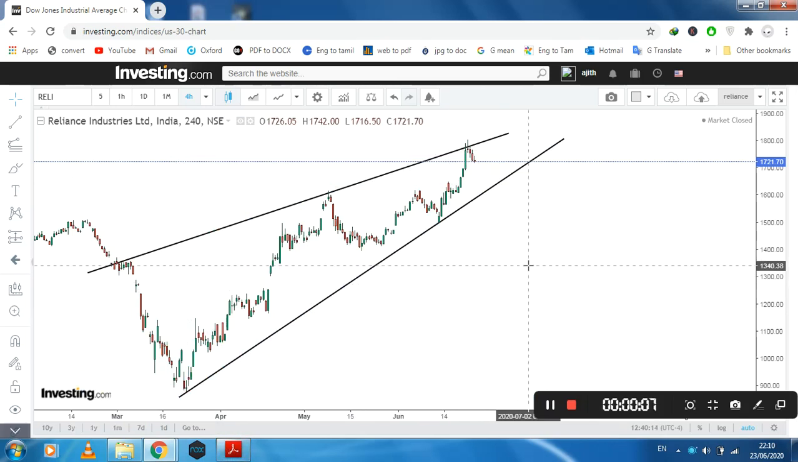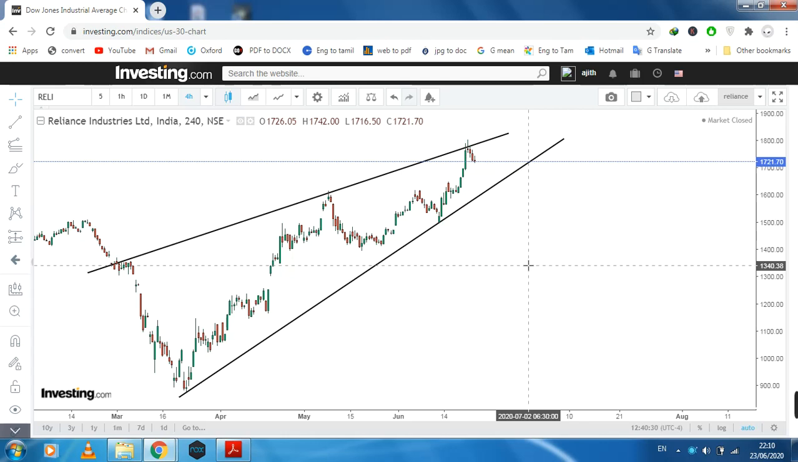Okay, today we are going to talk about Reliance Industries Limited. Normally we are searching for good patterns, and we also talk about how to get the profit from those good patterns. Today this is Reliance Industries.